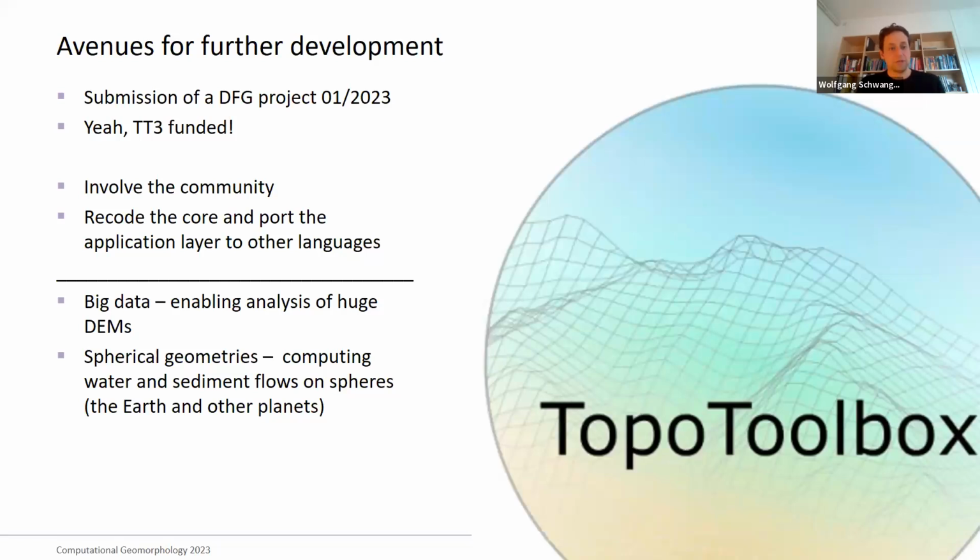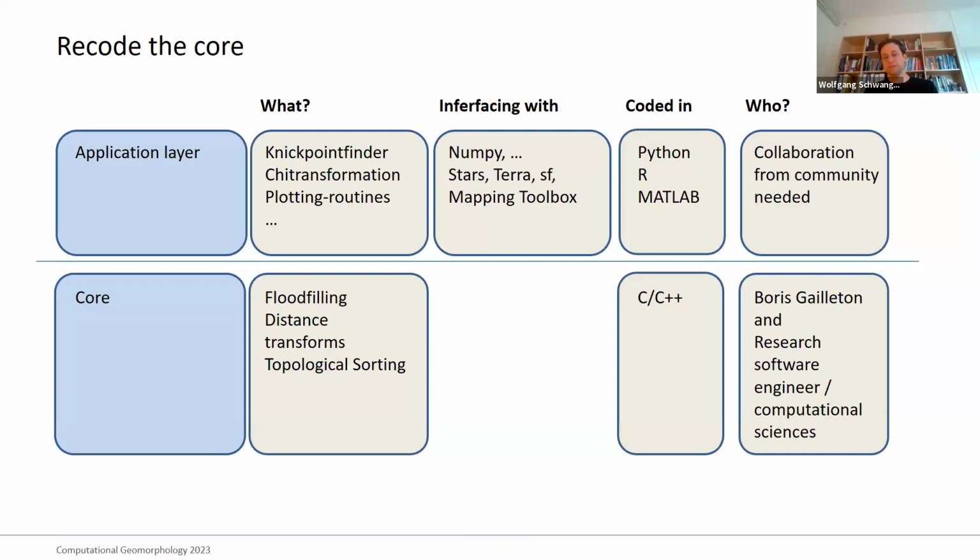One big thing is also to recode the core and port the application layer to other languages. I'll talk about that in a second. And then there are some additional goals like big data. Julia talked about that. So enabling analysis of huge DEMs and then also spherical geometries. So let me just talk about that briefly. What does it mean to recode the core?